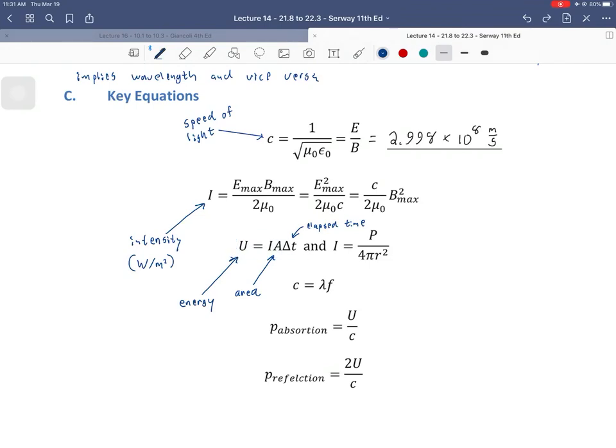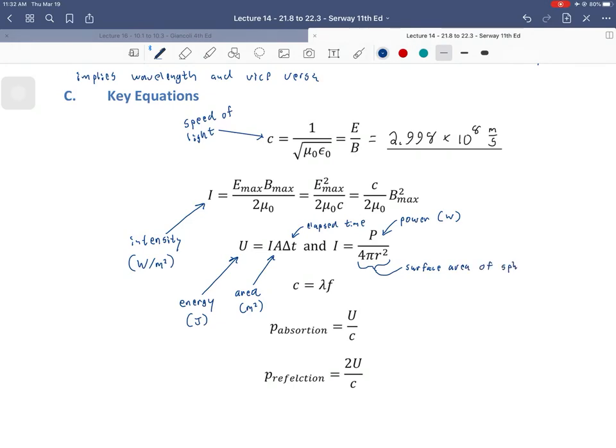We can also represent intensity as power. That's just power in watts. And of course that's energy in joules. And while I'm at it, area in square meters, as I said. And then we can take that power and just divide it by the surface area of a sphere. That's 4 pi r squared. So it's the surface area of a sphere.